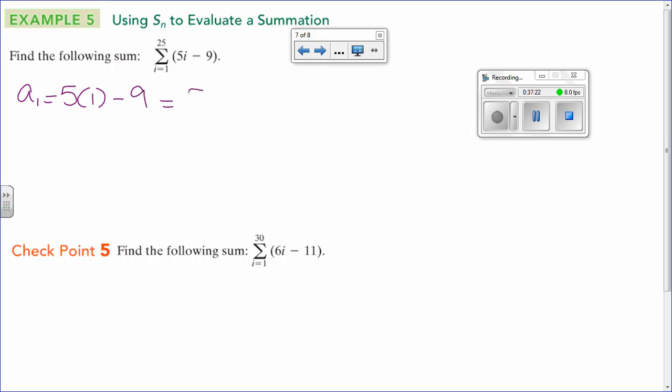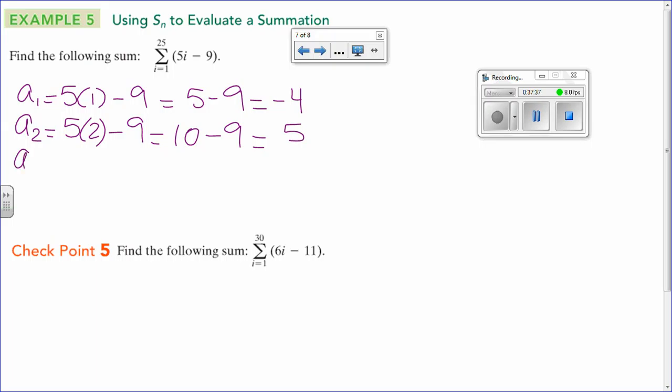So that will be 5 minus 9, that is equal to negative 4. Now let's find the second term. So 5 times 2 minus 9, so that will be 10 minus 9, which is 1. Let's find the third one. 5 times 3 minus 9, and that is equal to 15 minus 9, which is 6. And here we get 6.